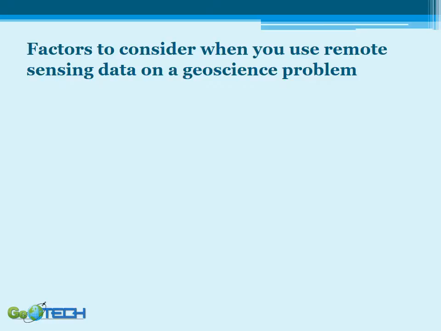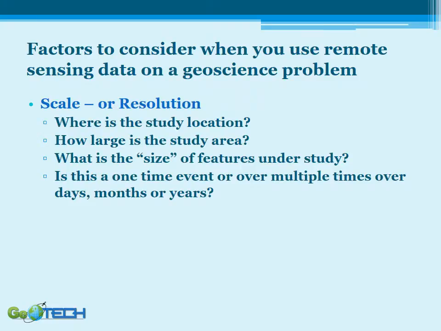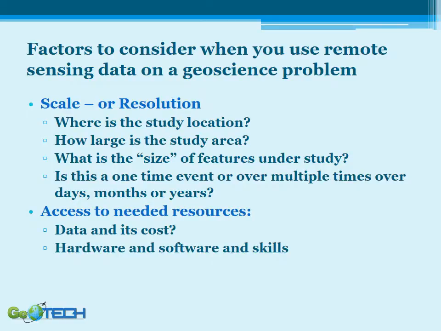So some of the factors you need to consider when you use remote sensing data on geoscience problems. Scale or resolution. Where is the study location? How large is that area? What is the size of the features under study? And is this a one-time event or multiple-time events? So if whatever you're going to view is smaller than the smallest pixel size, you're not going to see it. So if you need it over time, you're going to have different resolutions, all different things you have to think about.